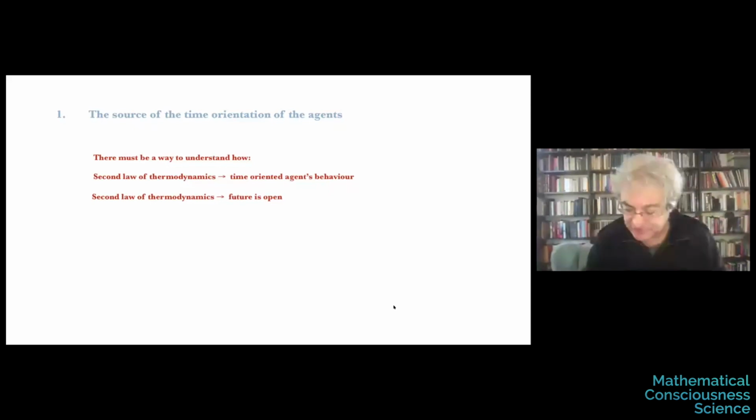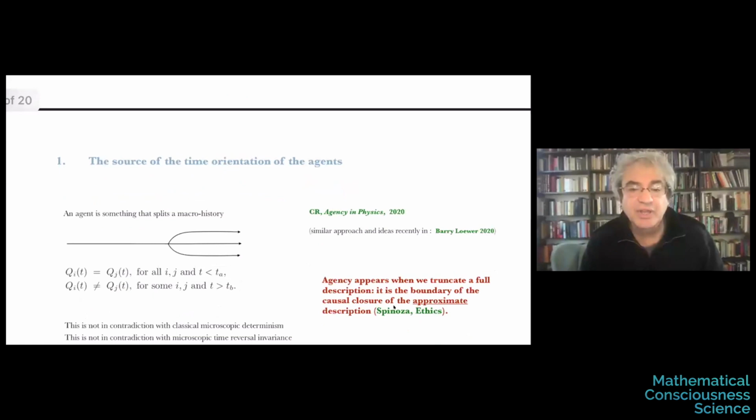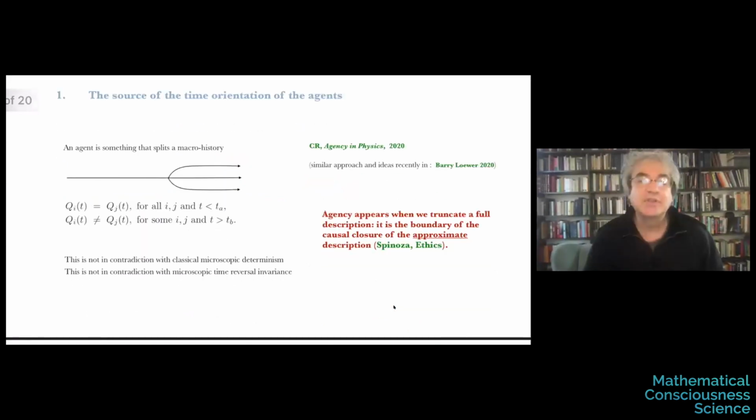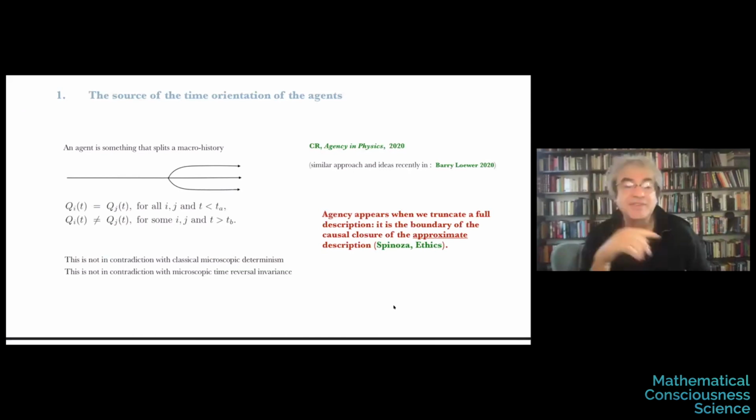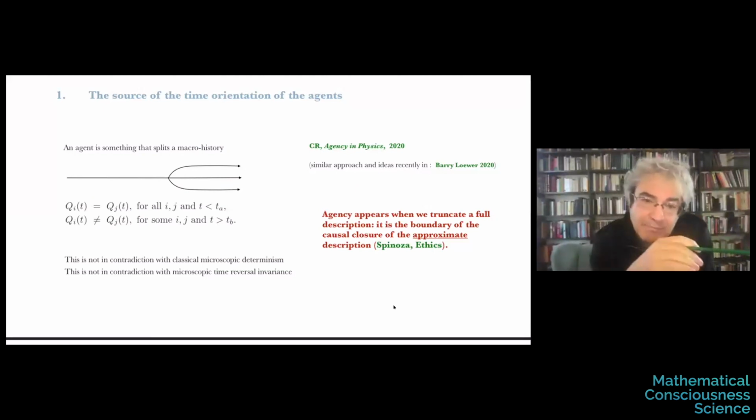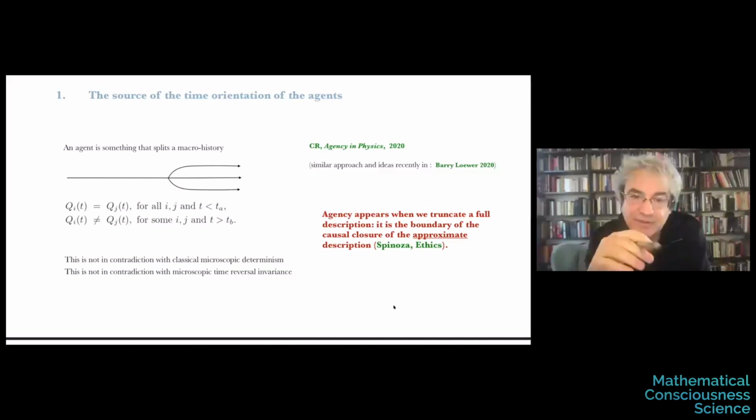So let's put a little bit of meat in this. What is an agent that decides? Well, it's something that happens at some time, some system that acts at some time, such that the past macroscopic history is the same, but the future macroscopic history can be different, can branch. I can decide to go right, to go left, or to go straight.